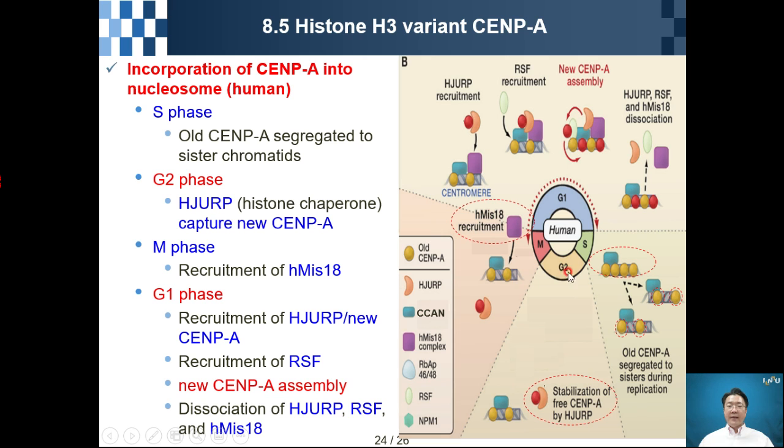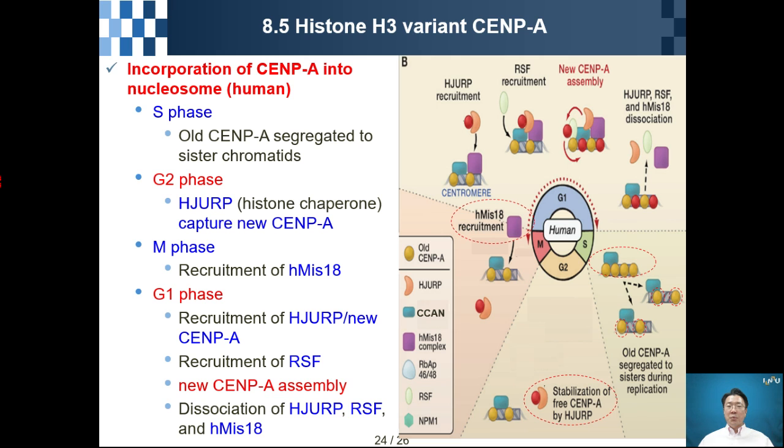After that, during the G1 phase, the recruitment of HJURP with new CENP-A happens, like this. This one is recruited like this. After that, recruitment of the RSF1, the RSF protein, happens. After that, new CENP-A assembly happens.